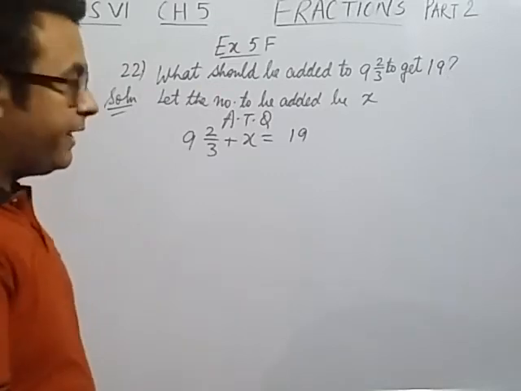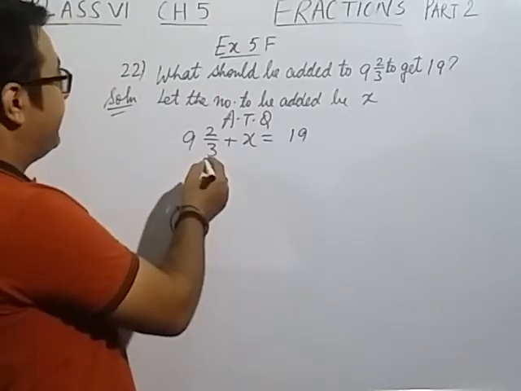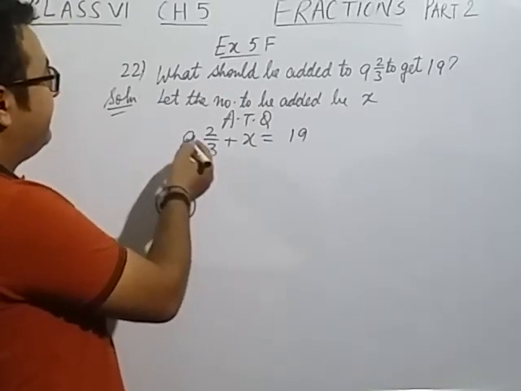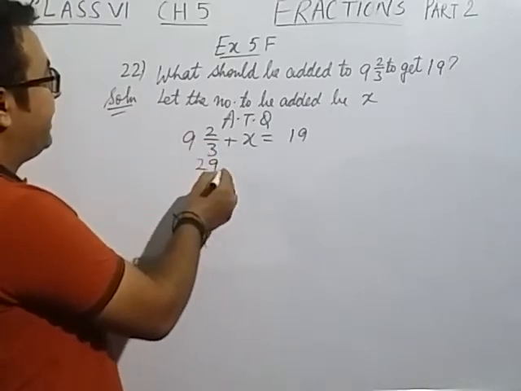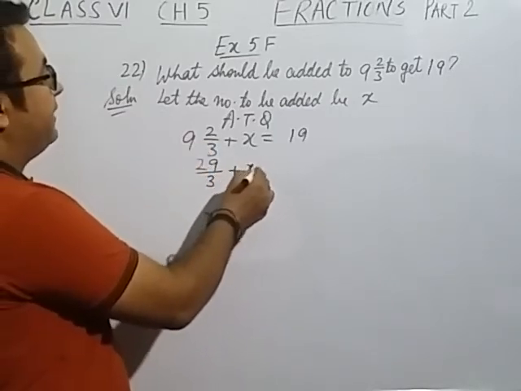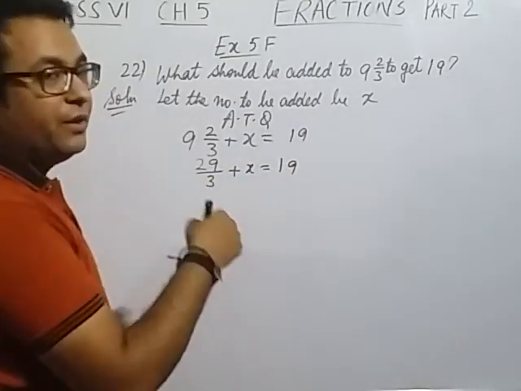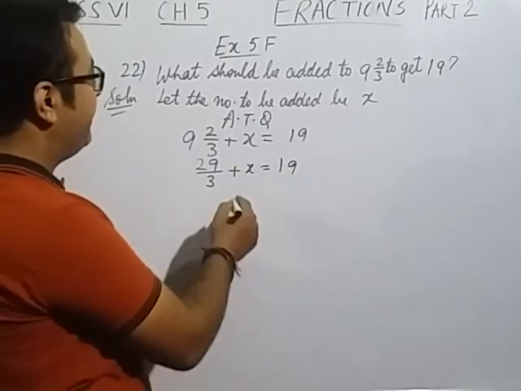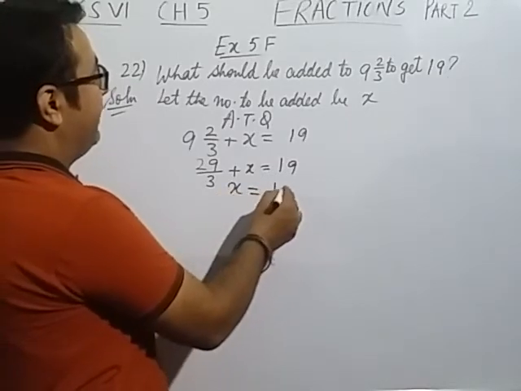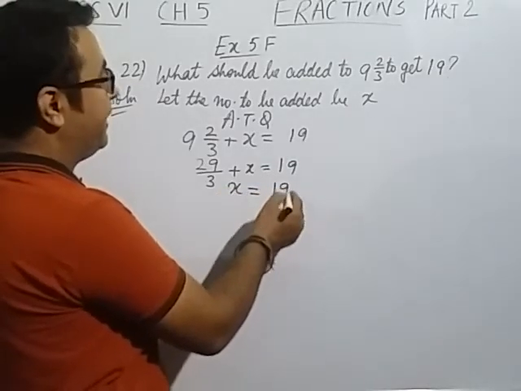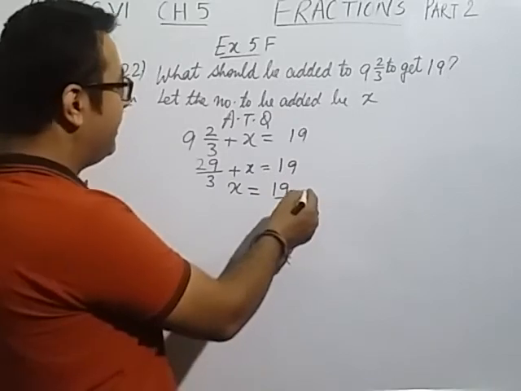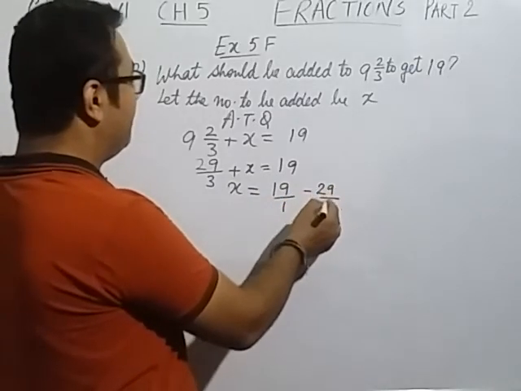Now let us convert 9 whole 2 upon 3 into an improper fraction. 9 3s are 27 plus 2, 29 upon 3 plus x is equal to 19. Now when 29 upon 3 is moved to the opposite side, it will become negative. x will be equal to 19, which can be written as 19 upon 1, minus 29 upon 3.